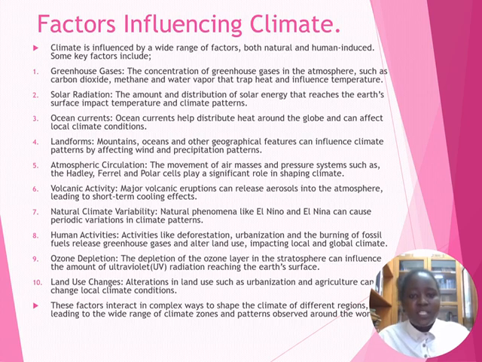Ocean currents help in distribution of heat around the globe and can affect local climate conditions. We also have atmospheric circulation. The movement of air masses and pressure systems, such as the polar cells, plays a significant role in shaping the climate. The other factor is volcanic activity. Major volcanic eruptions can release aerosols into the atmosphere, leading to short-term cooling effects.